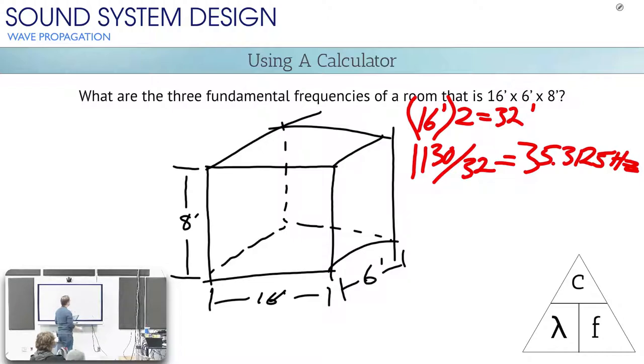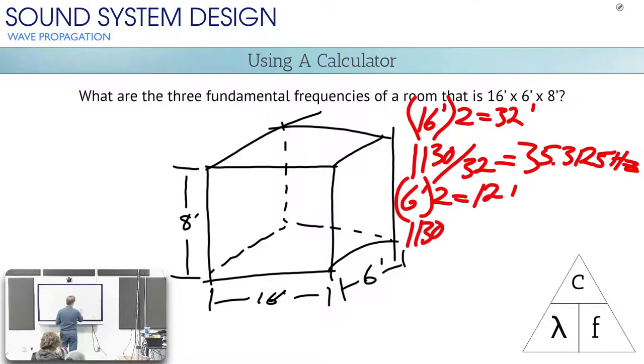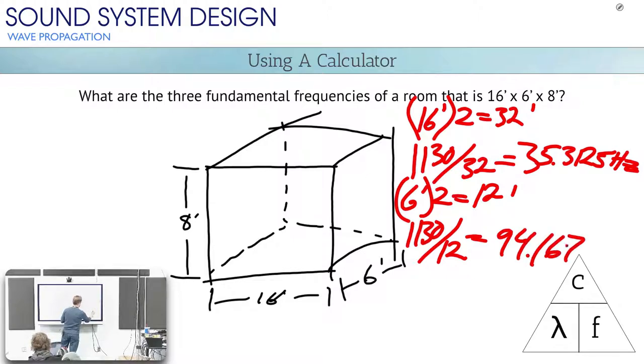Okay. Let's do the 6 foot one. So 6 foot, again, times 2 is 12 feet. So 1,130 feet per second divided by 12 feet. What do you get? 94.16. Yep, 94.167 I got. Anybody else get that? By the way, Dan, we would not be able to hear the difference between 94.16 and 94.167, okay. Right? So you're right. We would not hear the difference between those two things, okay?